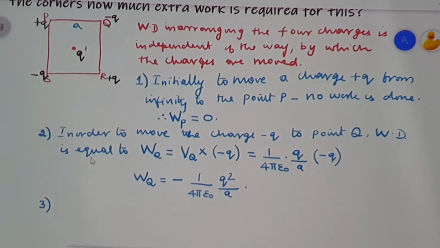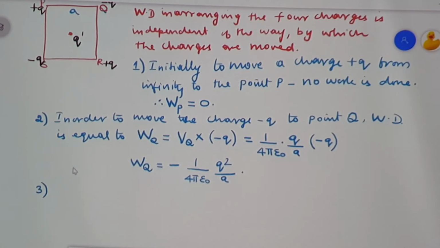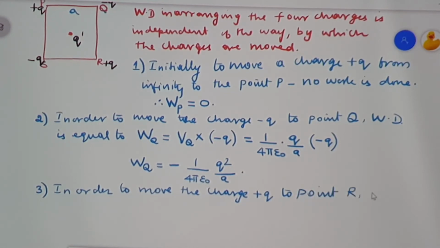So, the next point that I have to consider is, similarly as in the previous case, in order to move the charge plus Q to the point R, the work done required is W of R, which is equal to the potential at R. The potential at R is due to the plus Q from P and minus Q from Q, multiplied with the charge moved.